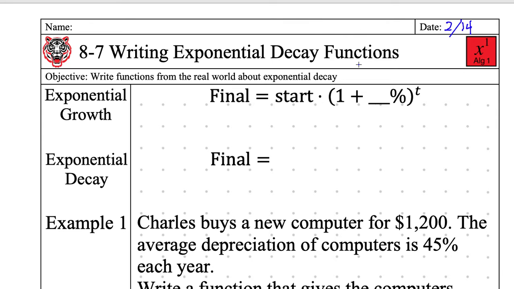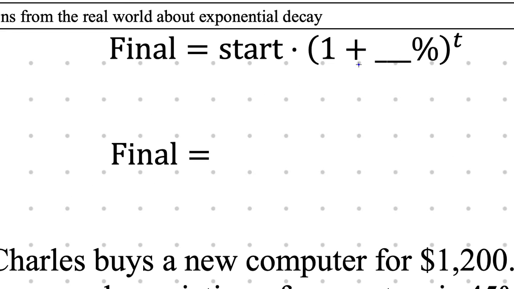Write functions from the real world about exponential decay. There it is. All right, so as a review, exponential growth looks like this. You have your final amount is equal to your start, which we are also calling our initial amount. Then I multiply by this factor.